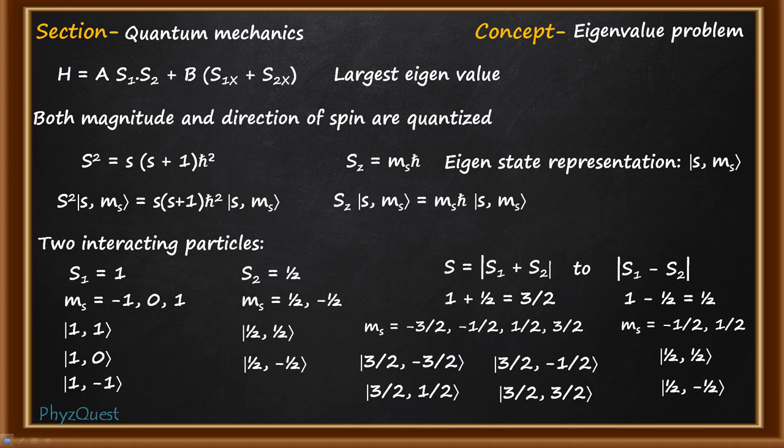That means for S1 we have to choose the highest eigenstate, for S2 we have to choose the highest eigenstate, and for the total spin also we have to choose the highest eigenstate. In that fashion, for S1 it is 1 1, for S2 it is half half, and for the total spin it is 3 by 2 3 by 2. So next is to proceed with the calculation of the eigenvalue.